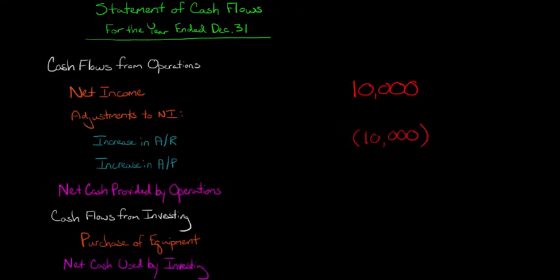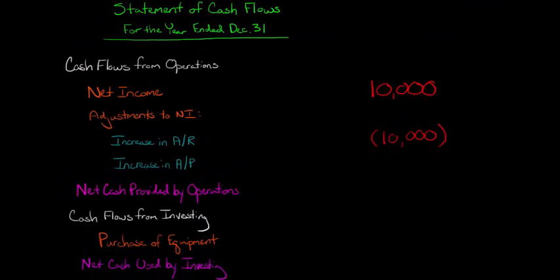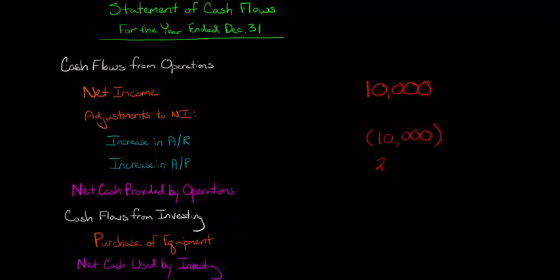And then, conversely, for our increase in accounts payable, we incurred these expenses or purchases of equipment or different things, but we didn't pay out cash yet, right? This is credit that we got. So we basically had an increase of credit here of $23,000 that was extended to us. And so now that is going to be a positive number on our statement of cash flows, $23,000.